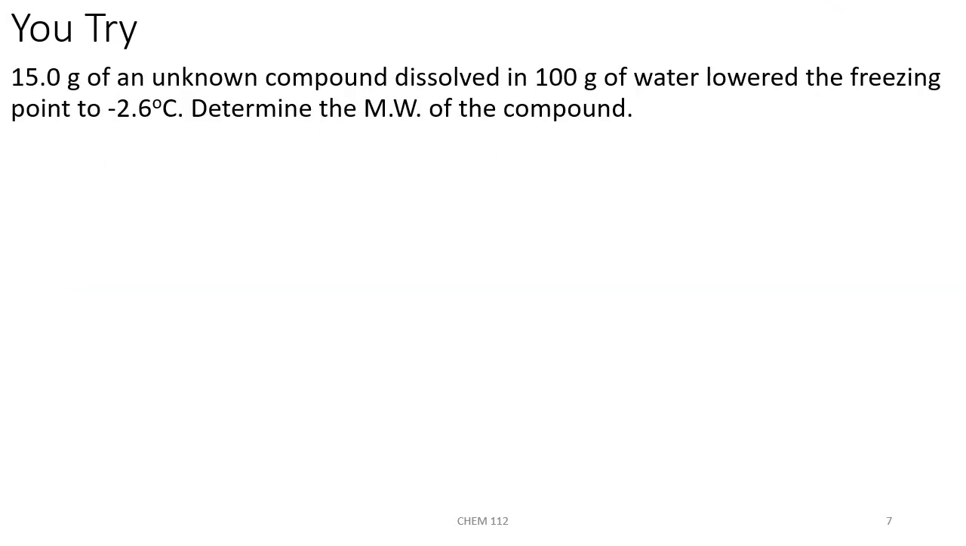15 grams of an unknown compound dissolved in 100 grams of water lowered the freezing point to negative 2.6 degrees Celsius. Determine the molecular weight of the compound. We're talking about freezing points, so we're going to be using our new formula, delta TF equals mKF. We're going to assume that our unknown compound is still a non-ionic, non-volatile solute, and it's being dissolved in water, so water is our solvent. So we have an aqueous solution.